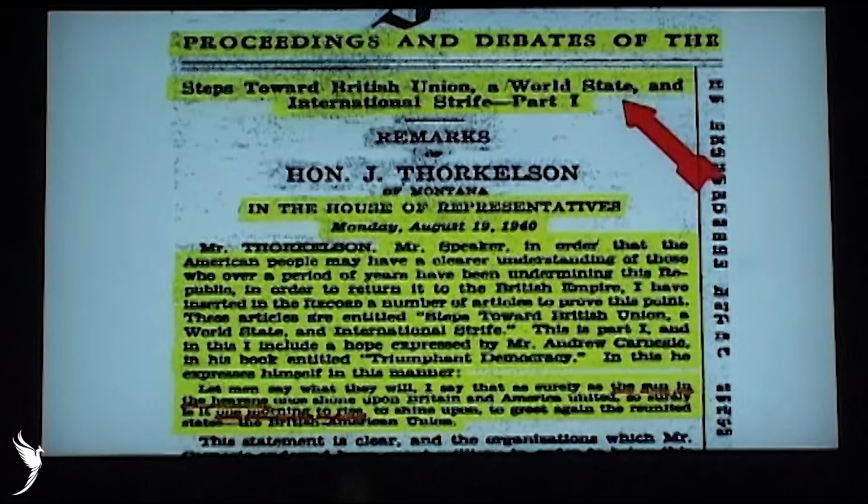And he said, "Mr. Speaker, in order that the American people may have a clearer understanding of those who, over a period of years, have been undermining this American Republic, in order to return it to the British Empire, I have inserted in the record a number of articles to prove this point. These articles are entitled Steps Toward British Union, a World State, and International Strife." Which can be said another way: Steps Toward British Union with America, the bringing back of America into the British fold, and calling it the British Union, a world government, a new world order, and international wars.